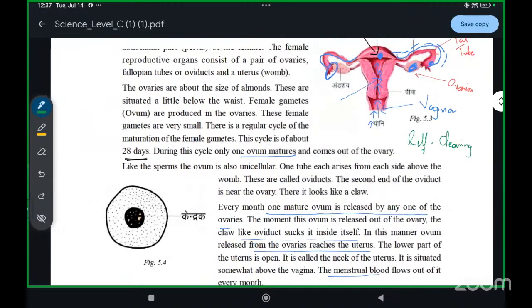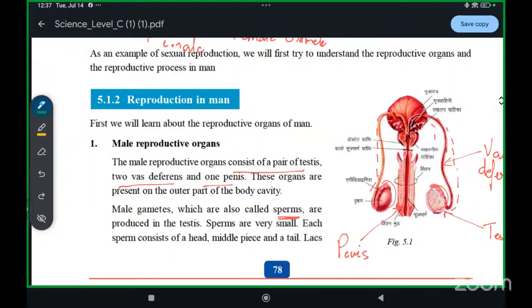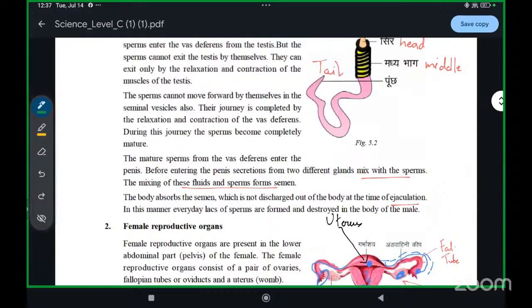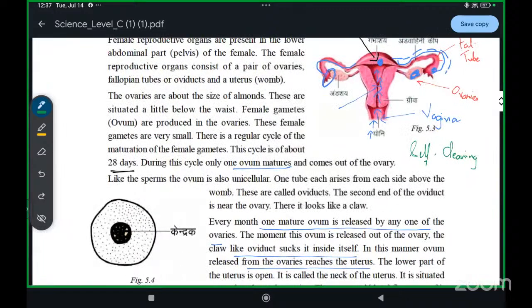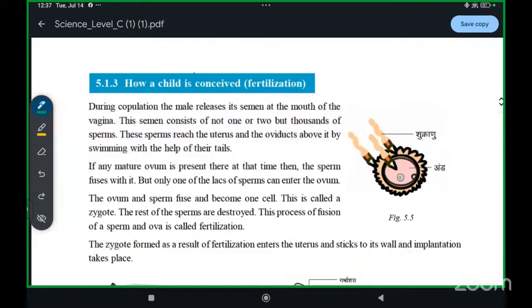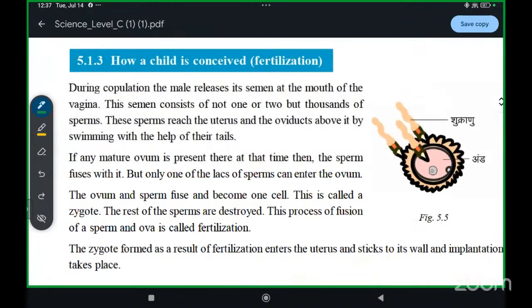So this is the process in short of how this takes place. First we studied the male reproductive organs, and now we have studied the female reproductive organs and how reproduction takes place. The process in which the female and the male gametes merge is known as fertilization. This is how a child is conceived.